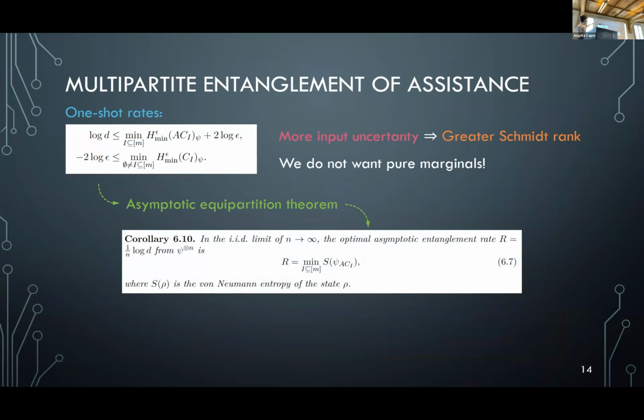The second expression here is just telling us that if we have some pure marginals in these helpers, we just have to discard them because they will mess up our protocol. So if, for some reason, some of the helpers are in a pure state, we can just discard those so that our protocol functions correctly. Again, we just apply the asymptotic equipartition theorem to get the IID limit, so the limit of n going to infinity rate for multi-particle entanglement assistance.